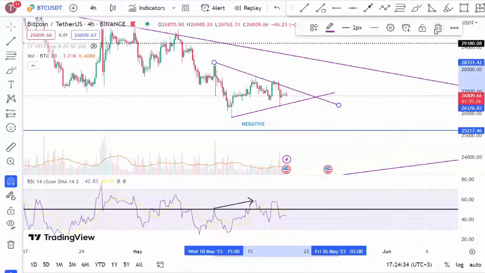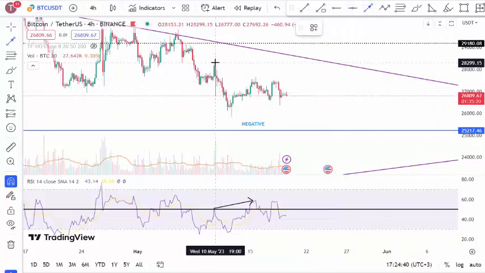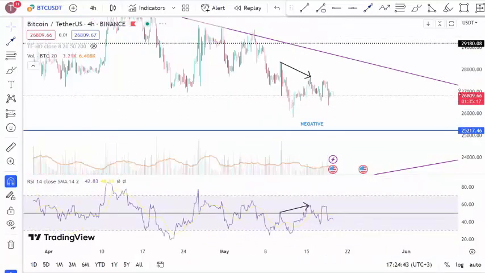Now, let's gradually remove our support and resistance zones and come to the end of our video. In this video, we shared the technical analysis of Bitcoin with you.